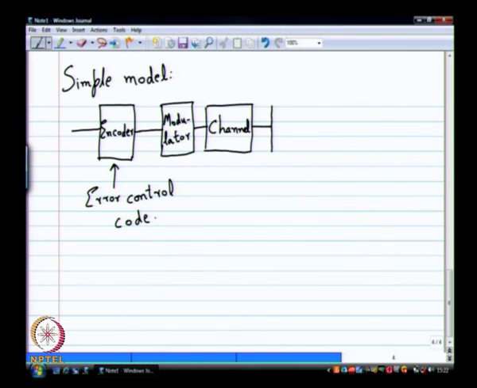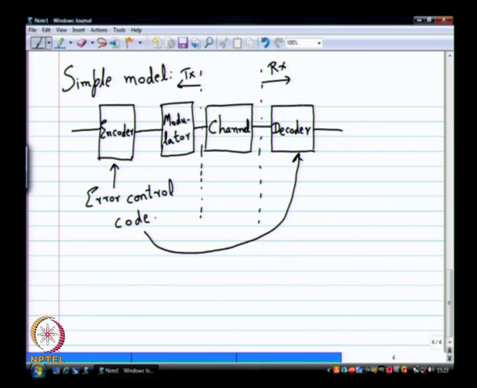At the receiving end, at the receiver, remember this is the transmitter. So everything to this side is the transmitter. Likewise, everything to this side is the receiver. At the receiver you would do the opposite, you have the decoder. This would undo whatever the error control code encoder did at the transmitter. So this also plays a role here.